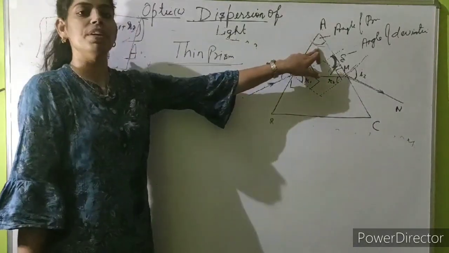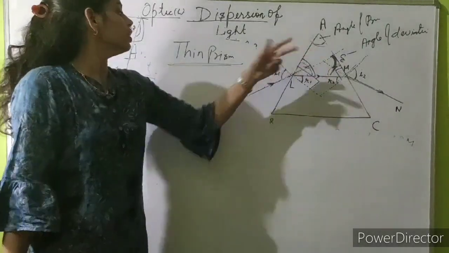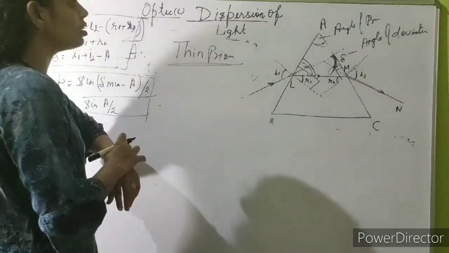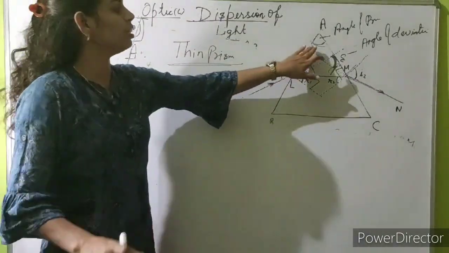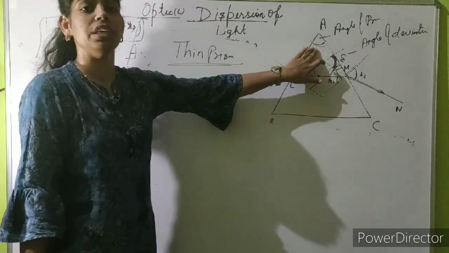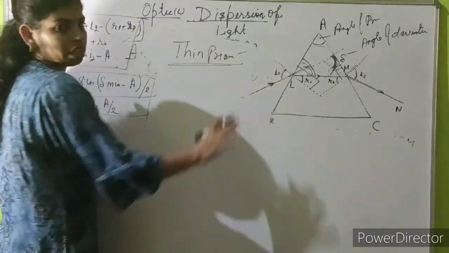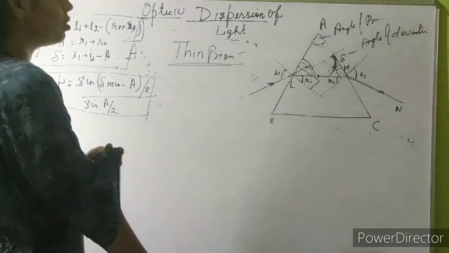When the angle of a prism is small, the prism is said to be a thin prism. A prism is said to be a thin prism if its angle of prism is a small angle. So I hope you have understood, there is no need to write about the thin prism.